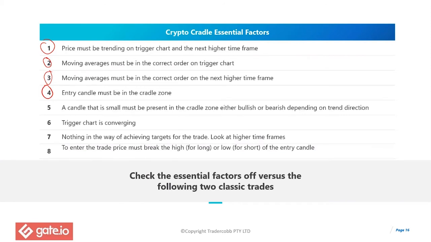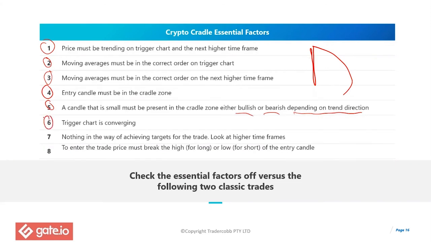That's going to be our entry. Our stop loss may be off of that singular candle. It could also be off of a candle prior, and that will make more sense in a little while. A candle that is small must be present in the cradle zone, either bullish or bearish, obviously depending on the trend, which will come from these three rules.